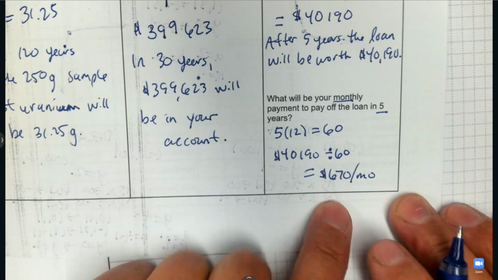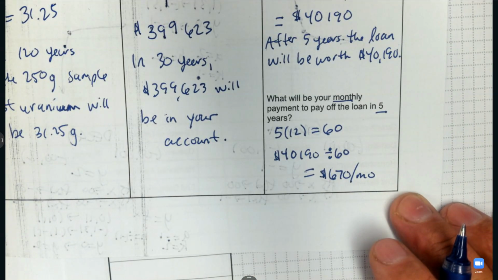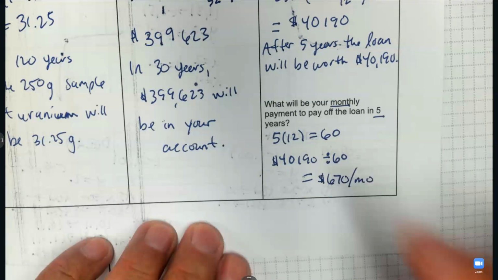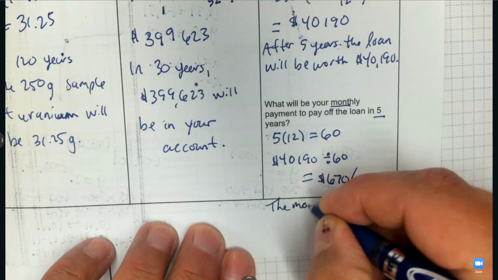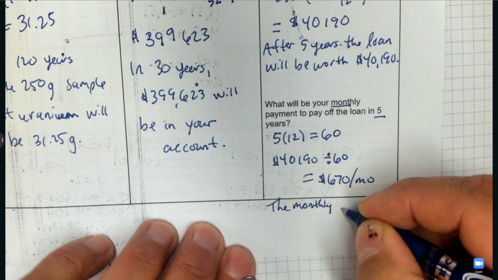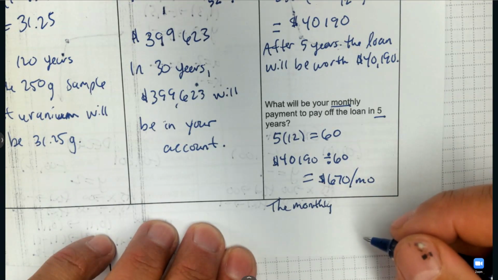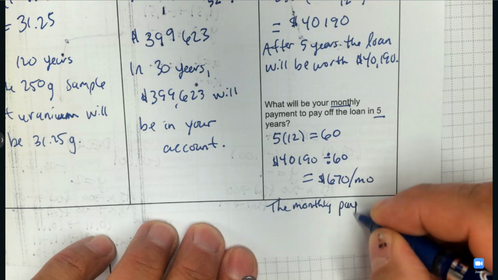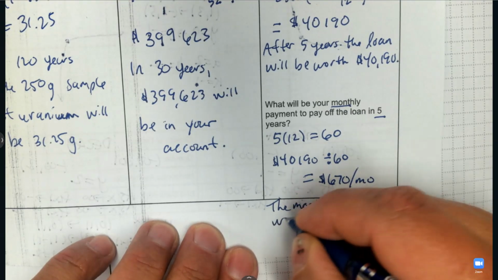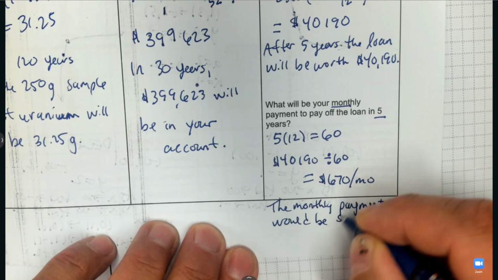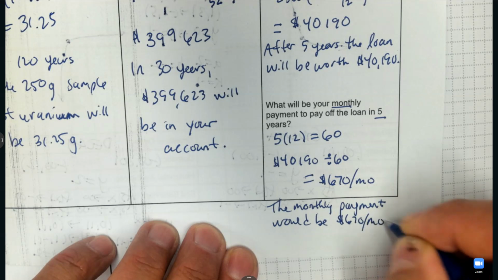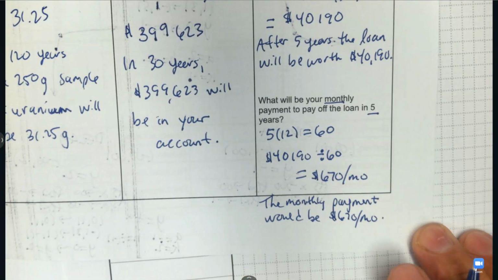I'm going to let it go and not write a sentence at the end, but you would write a sentence, right? The monthly payment would be $670 per month.